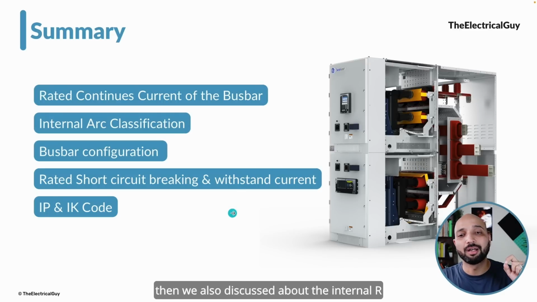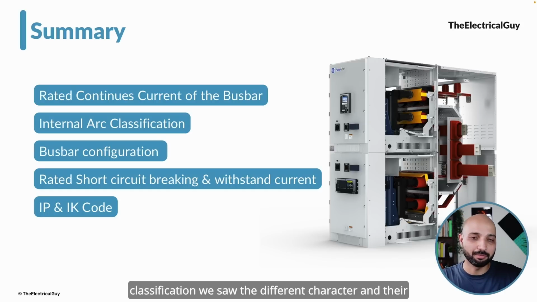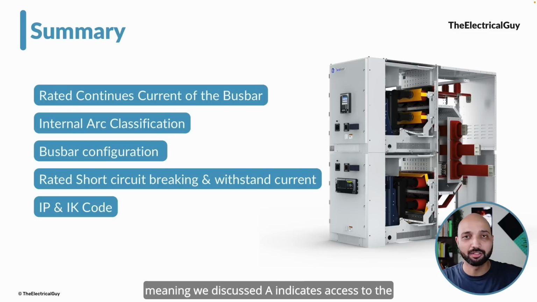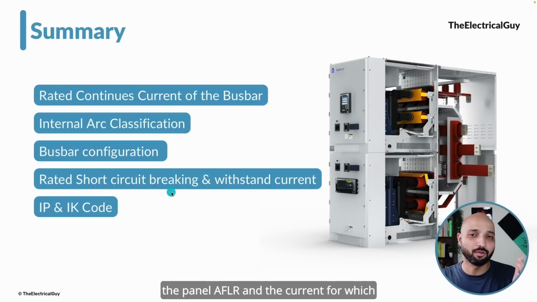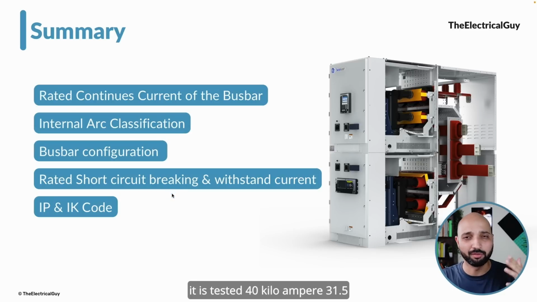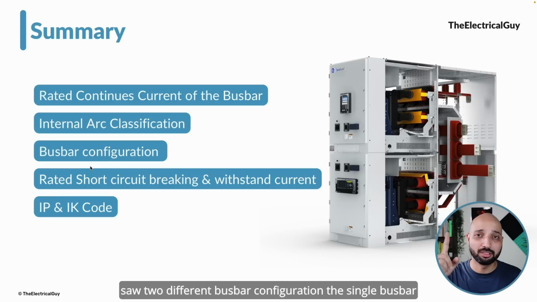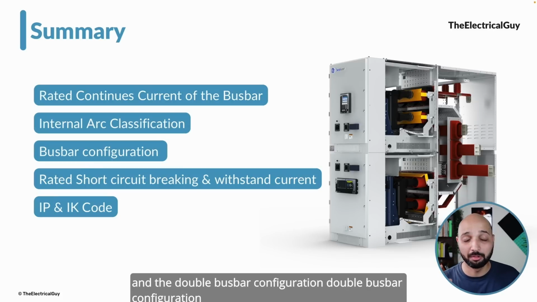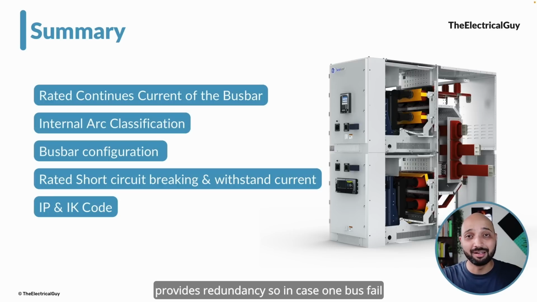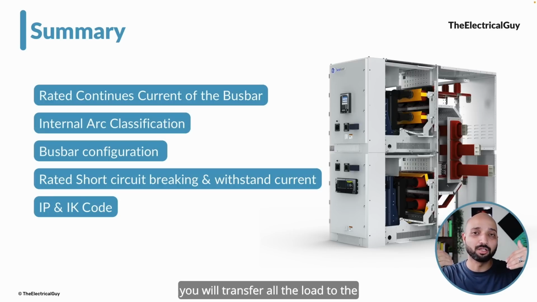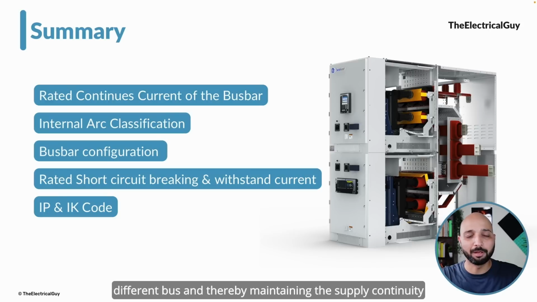Then we discussed the internal arc classification. We saw the different characters and their meaning. A indicates access to the restricted public, B indicates access to the public. Then we saw the sides of the panel, AFLR, and the current for which it is tested, 40 kiloampere, 31.5, 25, and different ratings. Then we saw 2 different busbar configurations, the single busbar and the double busbar. Double busbar configuration provides redundancy, so in case one bus fails, you transfer all the load to the other bus, thereby maintaining supply continuity.